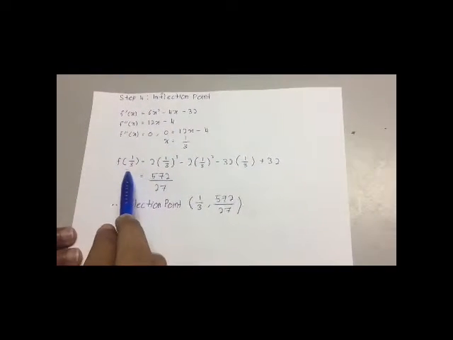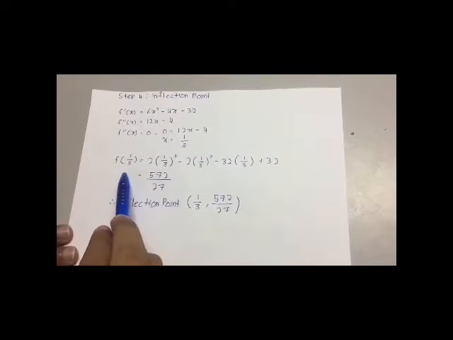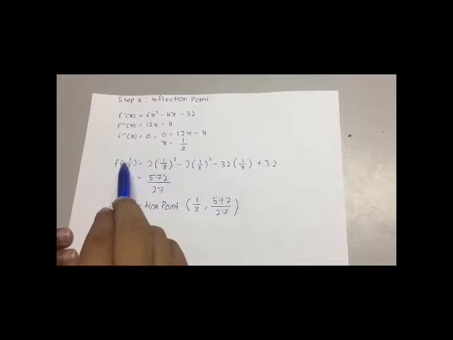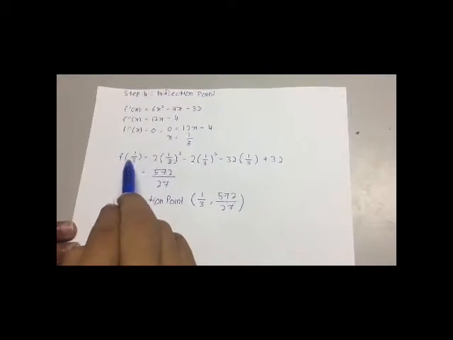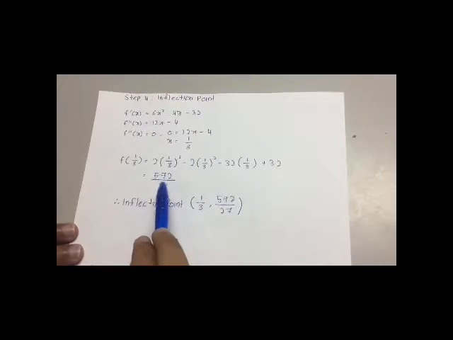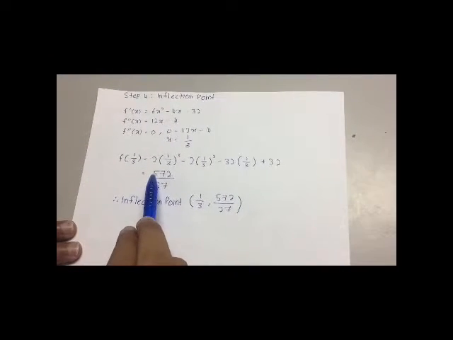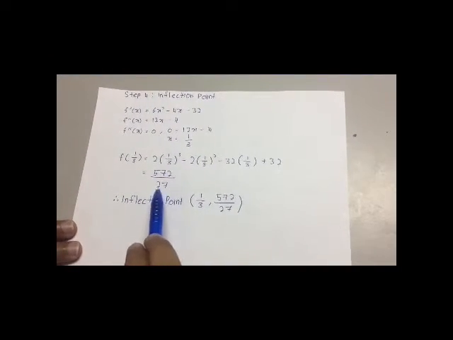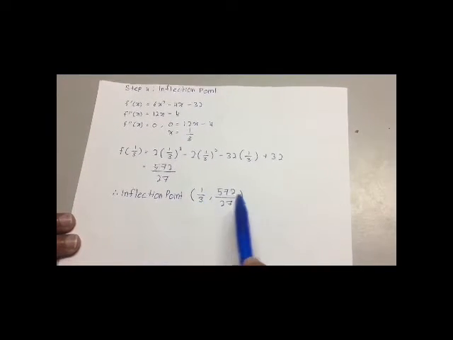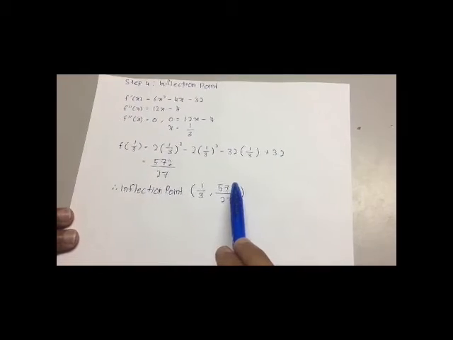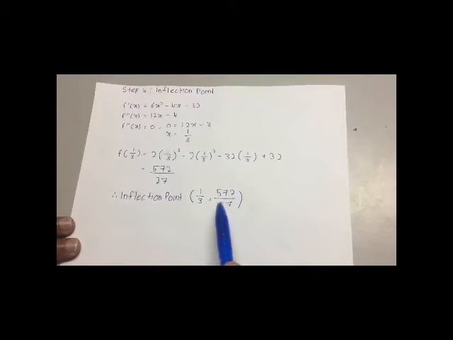This is for the y of the inflection point. We substitute 1 over 3 into f(x), and then we got 572 over 27. The inflection point is (1/3, 572/27).